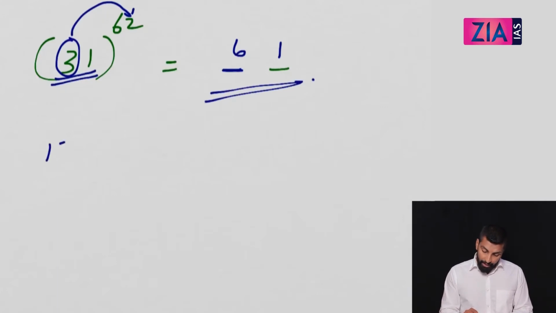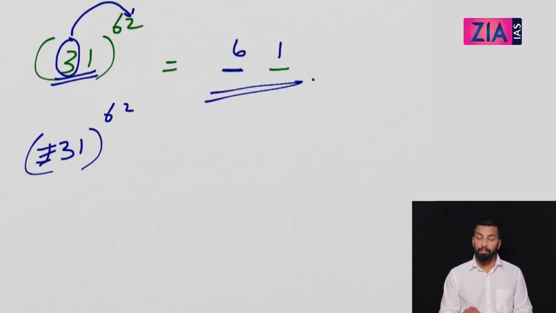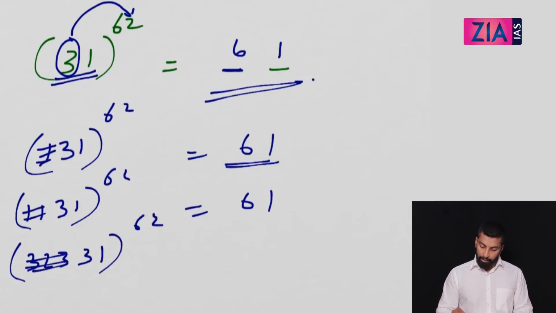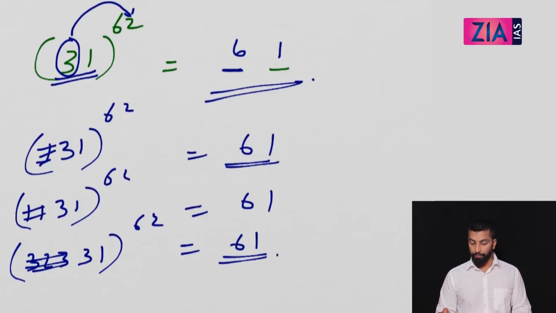So what if the question is 131 raised to 62? To find the last 2 digits, only the last 2 digits are important, we don't want this. So the answer will still be 61. What about 1131 raised to 62? This is not important, the answer is 61. What about 32331 raised to 62? This is not important, so the answer is 61 itself. I hope this is clear for all of you.